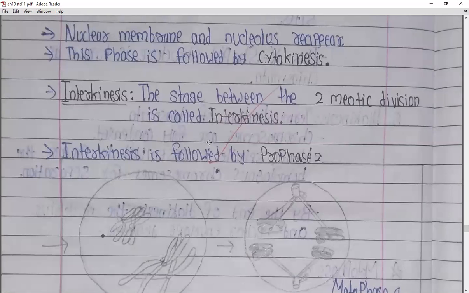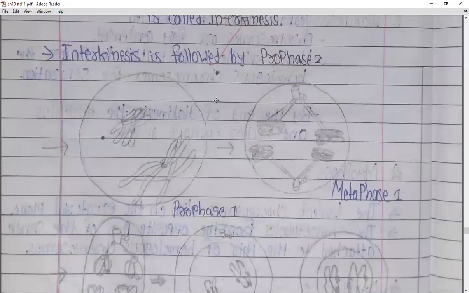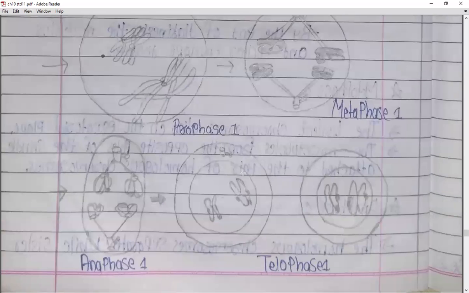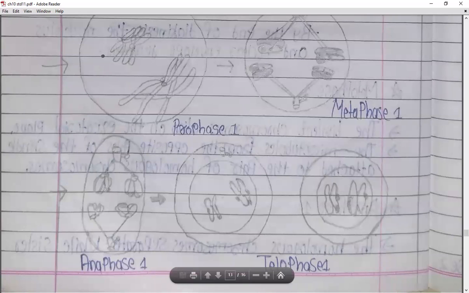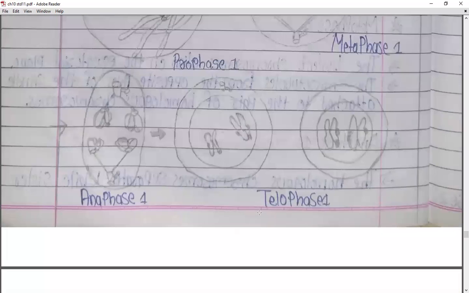The two sister chromatids. Now, after the interkinesis, this is the figure you can see here. This is prophase 1, where the assembling of the chromosomes takes place. This is metaphase, where the chromosomes are present on the equator. In anaphase, they separate from the centromere and start moving towards the poles. And in telophase, finally the cell divides, right?